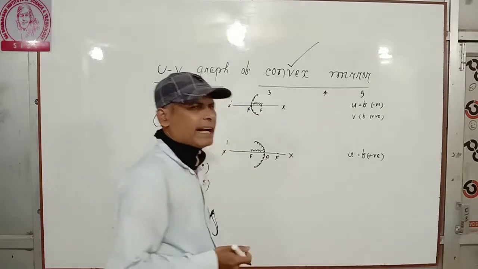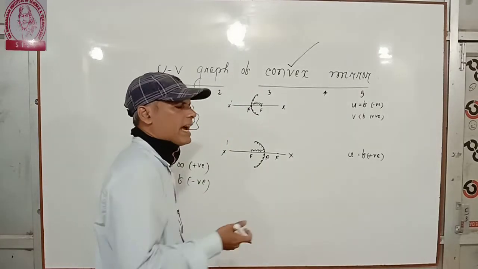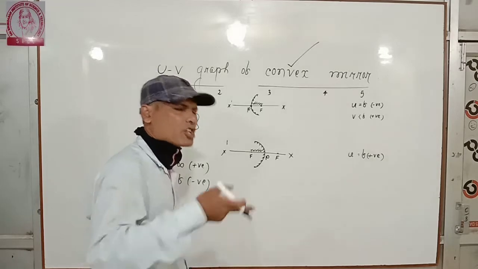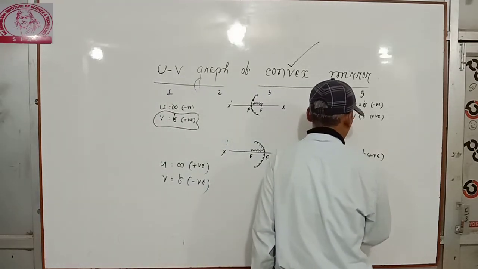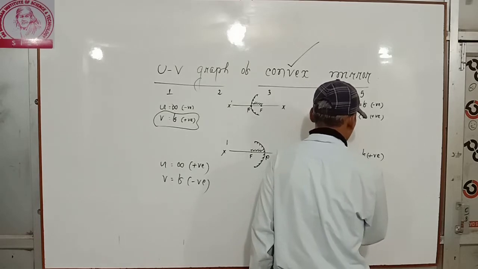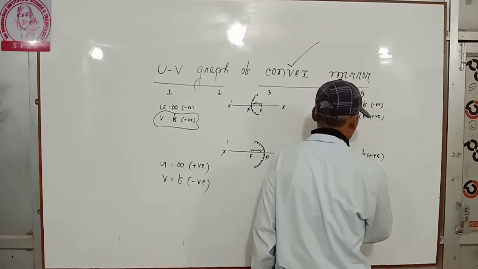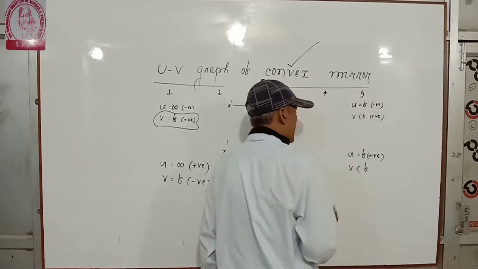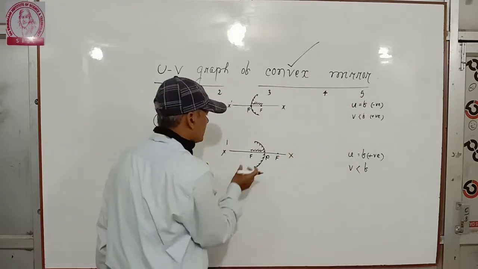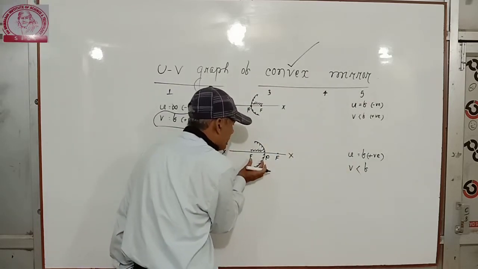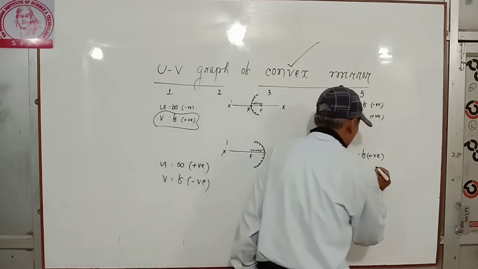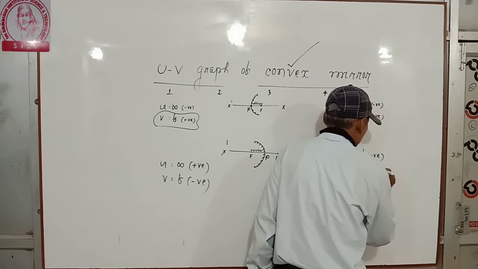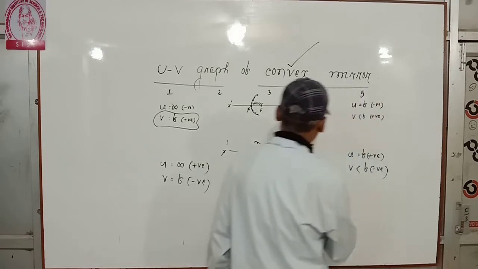What happened in the ray diagram? In the ray diagram, we have seen V is less than F. Not only V is less than F, V is also measured along the negative x-axis, so V is negative. Okay.